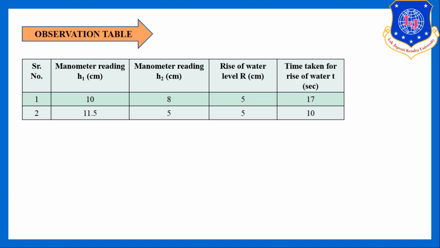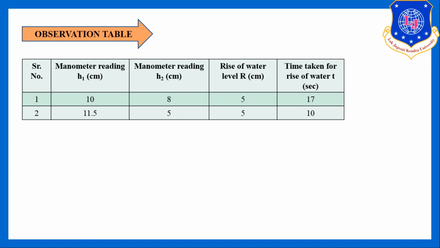Right? And for the second reading, we took it by changing the flow rate. After changing the flow rate, in the second reading, H1 is 11.5 centimeter, H2 is 5 centimeter. For the same 5 centimeter rise of water level in the tank, it requires 10 seconds. Right, so these are our experimental readings which we have tabulated in our observation table.